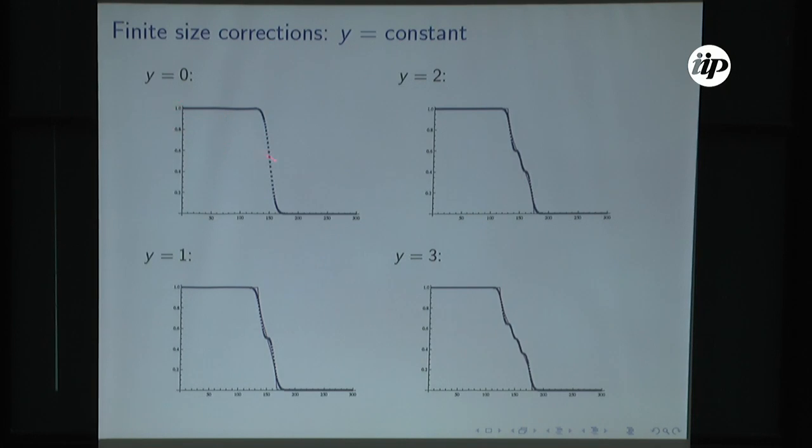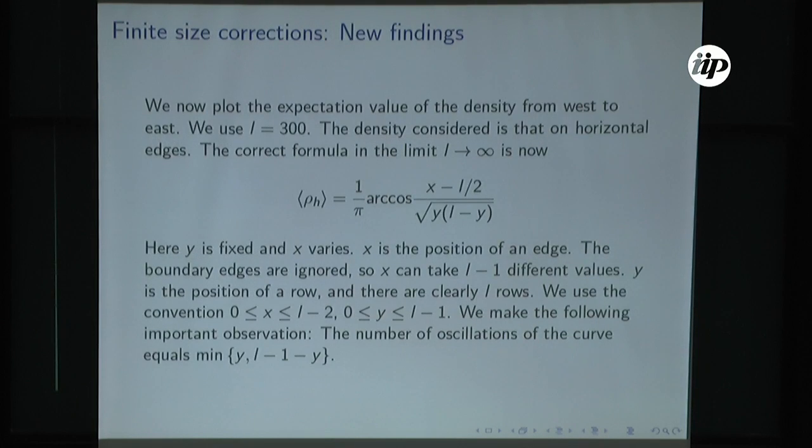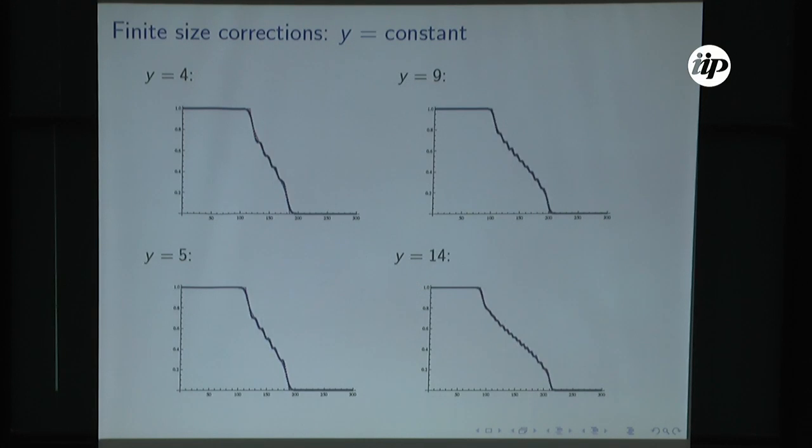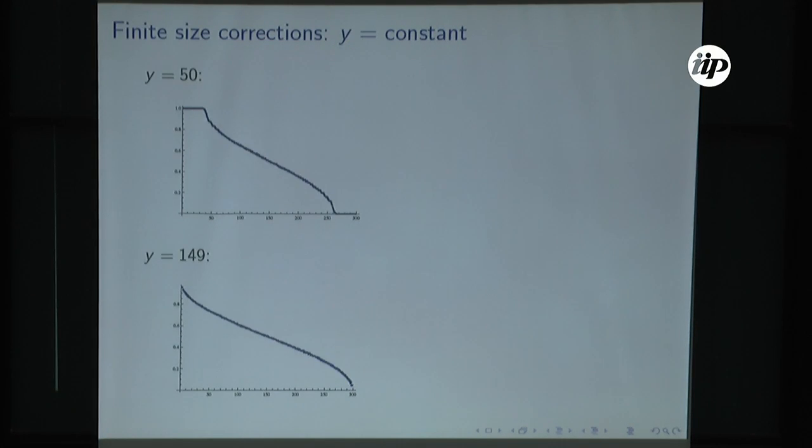At y equals zero, we get this kind of function here. There's no oscillation. Minus one is one oscillation. And the red curve comes from this formula here. For y equals two, this pattern continues. For y equals three, you also see three oscillations. And this continues all the way up to y equals nine, which was the last good one, where it's a bit more unclear, but I think it's also true. With y equals 50, we see many small oscillations. And this is the halfway point of y equals about L over 2.